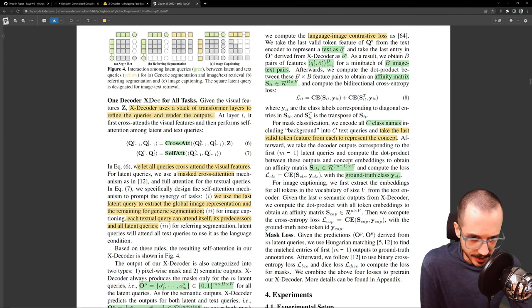For image captioning, we extract the embeddings from all tokens of the vocabulary size V. Right, so when you encode text into tokens, there's a limited vocabulary size, right? The space of that is quantized. In the last n semantics, we can compute the dot product with all token embeddings to obtain another affinity matrix here. And then they have the cross entropy loss between the ground truth next token ID.